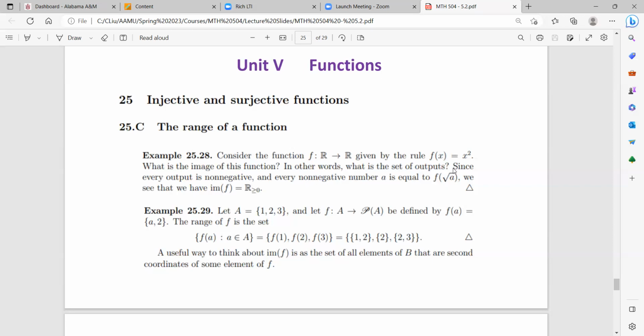So if you pick a non-negative number a in the codomain, then obviously f of the square root of a is just the square root of a squared, which is a. So it has a preimage of square root a, but it has another preimage of negative square root a when a is not 0. But anyway, this function has the image, or range, of all non-negative numbers, right? Pretty straightforward.